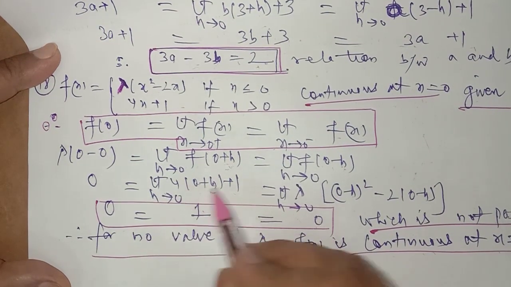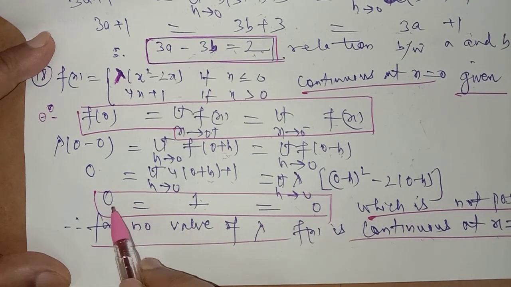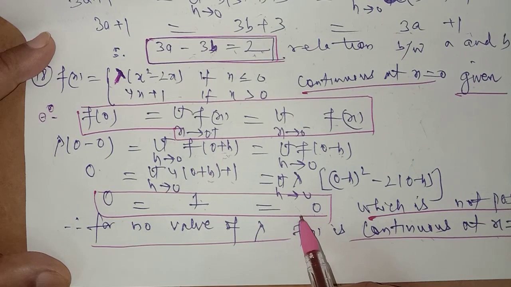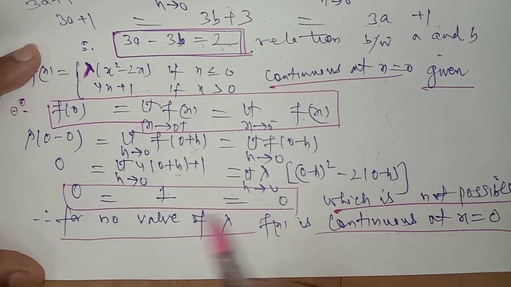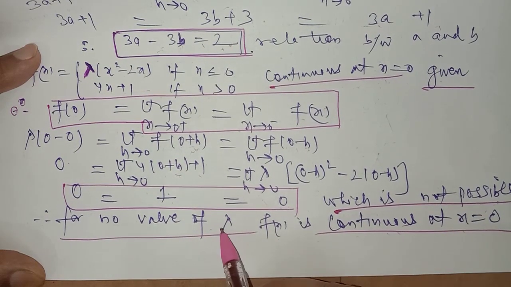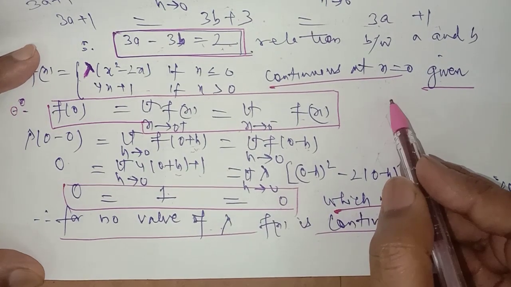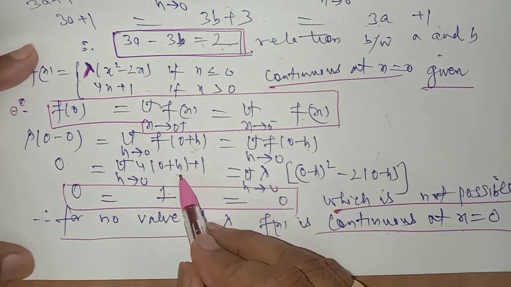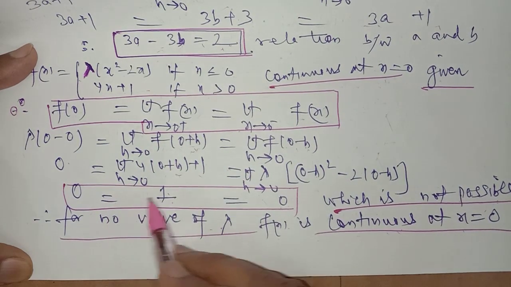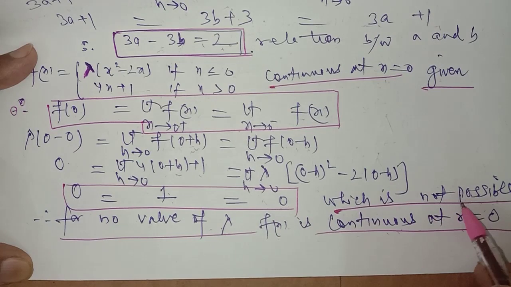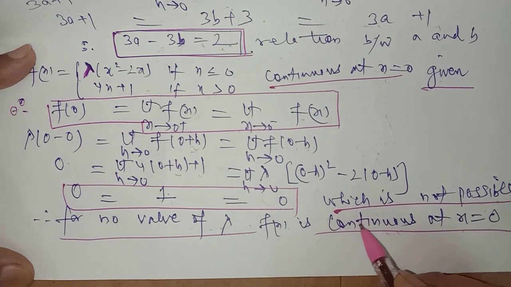Take h goes to 0, this comes out to be 1, and this is 0. But what we are seeing here is that 0 is equal to 1 is equal to 0, which is not possible. So what does it denote? It means that for no value of lambda is f(x) continuous at x equal to 0. Because it is given that the function is continuous at 0, you have to find the value of lambda. But by putting the condition of continuity, we are getting 0 is equal to 1 is equal to 0, which is not possible. So there is no value of lambda for which the function f(x) is continuous at x equal to 0.